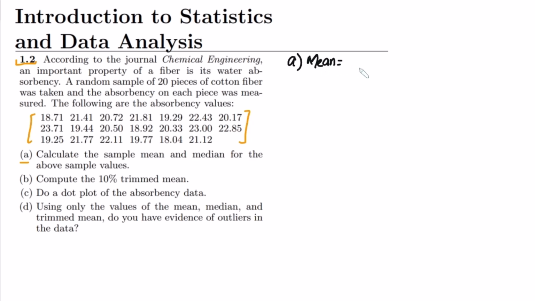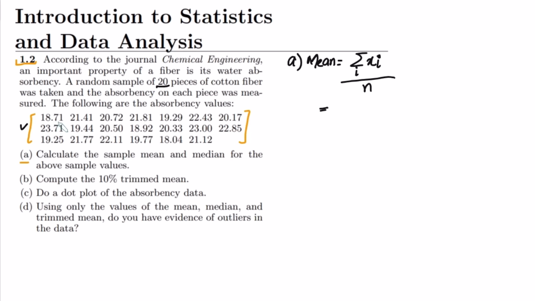And how can we calculate the mean? Mean will be the sum of all the data, divided by the number of data points. So how many data points do we have? We have 20 data points, and we can also find it by counting the number of data points available here. So that is 20. Okay, and what are these values? We have to add them together.